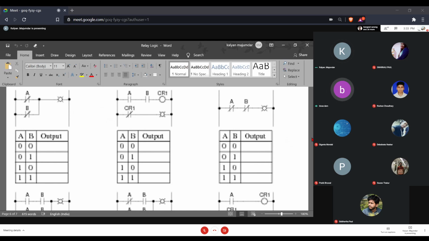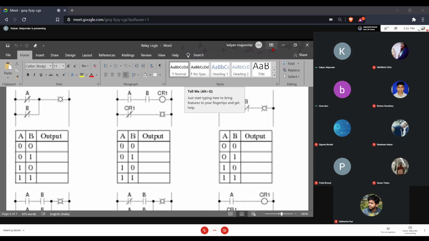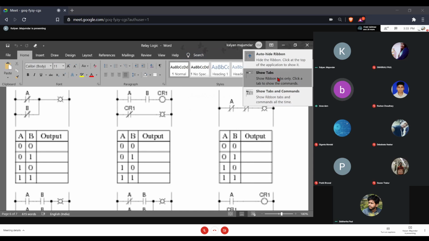সিদ্ধার্থ, কি হলো ফাংশনটা? A bar plus B bar. Fifth one. NAND. And the sixth one. এটা নর হবে. A bar dot B bar.